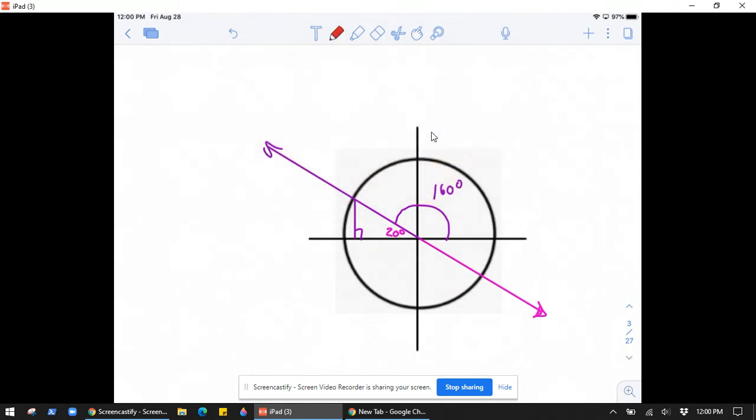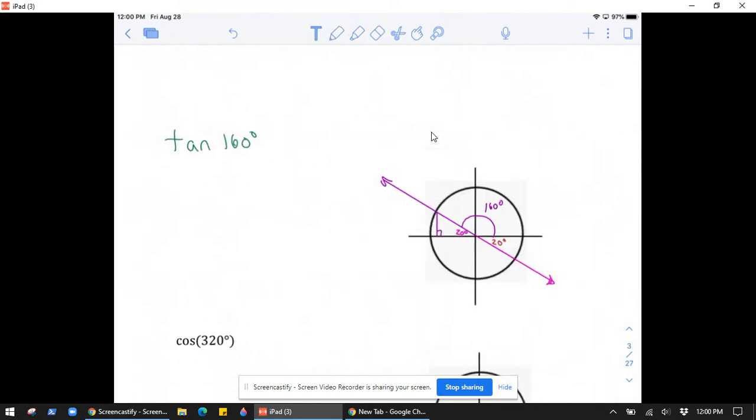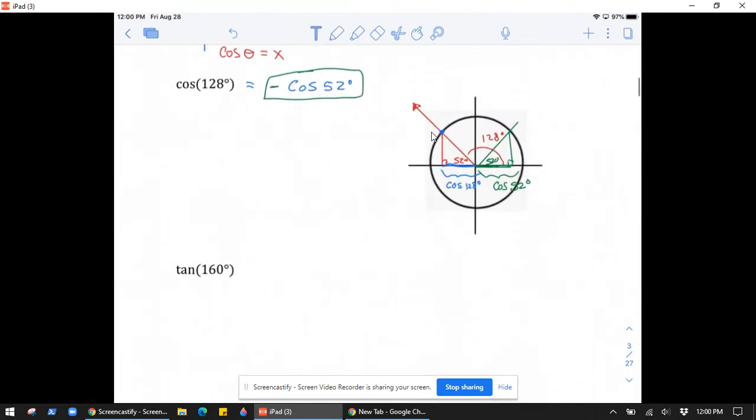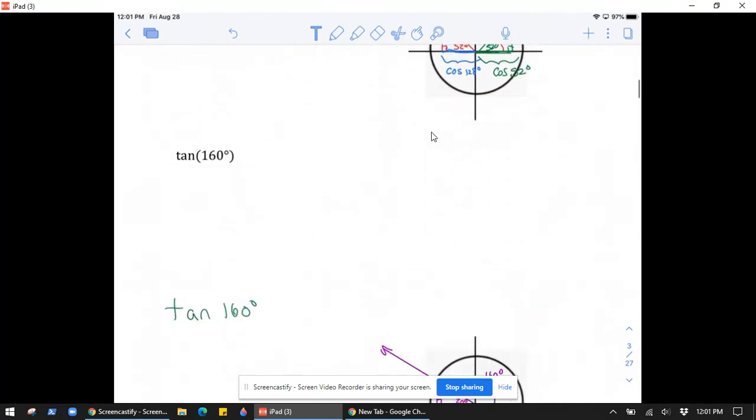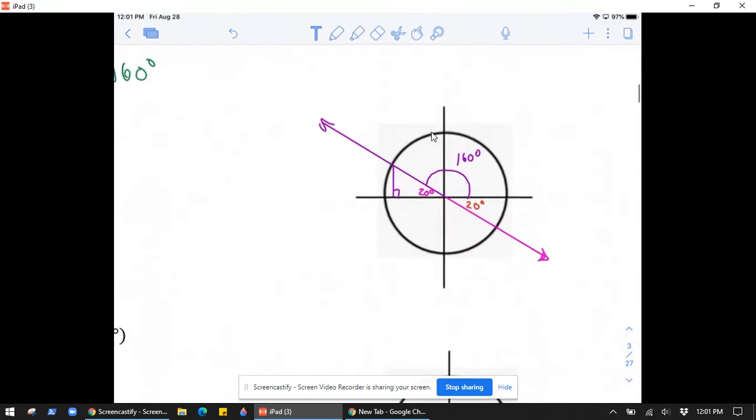So what do we know? We know that this is 20 degrees as well, right? And as we learned up here, we want to think of tangent as the slope of the line through the origin. So the slope of this line, I'm going to write that slope, we can say is equal to the tangent of 160 degrees. It's a negative slope, so therefore tangent of 160 is negative. 160 is not a reference angle. 20 degrees is.